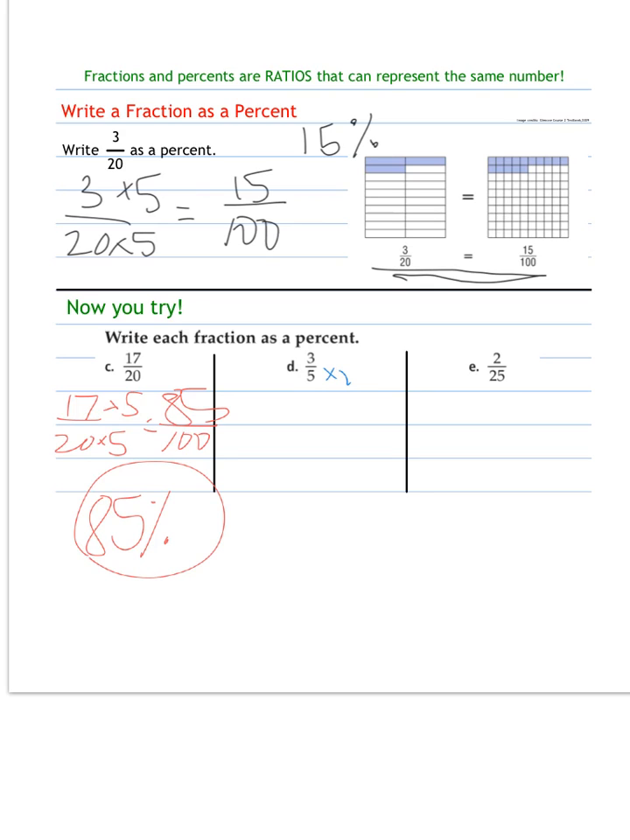3/5, we can multiply by 20 on the top and the bottom, the numerator and the denominator. 3 times 20 is 60. 5 times 20 is 100. So 60 out of 100, or 60/100, is 60%. Next one, multiply, well, I know 25 times 4 gives me 100. So 2 times 4 is 8. 8 out of 100 is 8%.